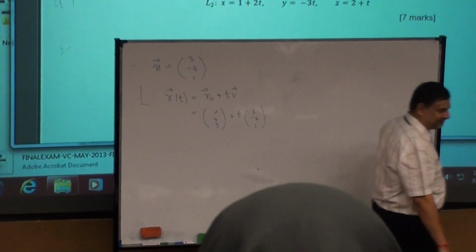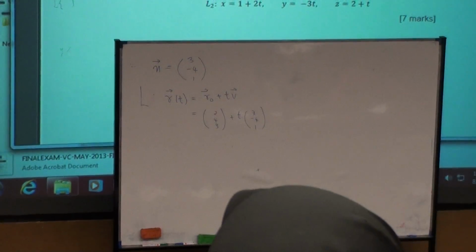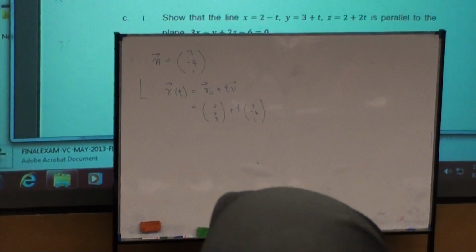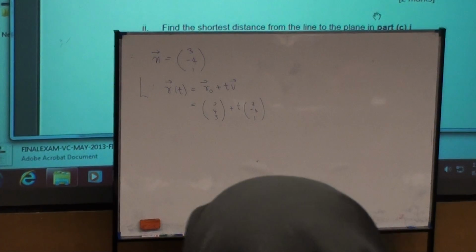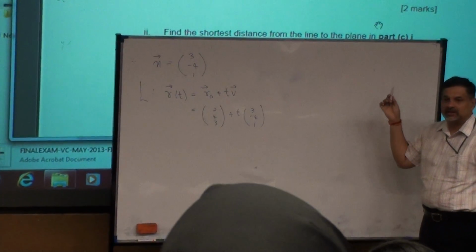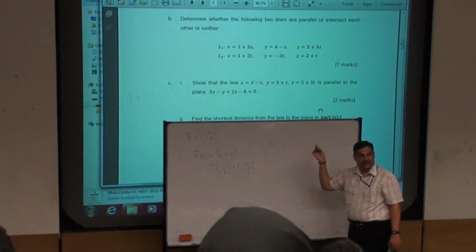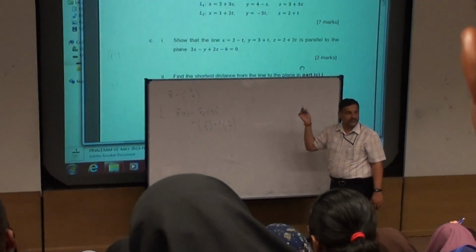Next one is to determine whether the following two lines are parallel or intersect each other. I gave this one in the test and in the quiz, and both times you were not able to do this. So now I'm going to do this here, and please make sure you know how to do this correctly.